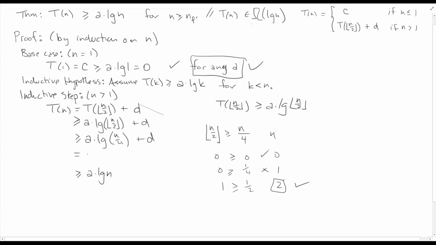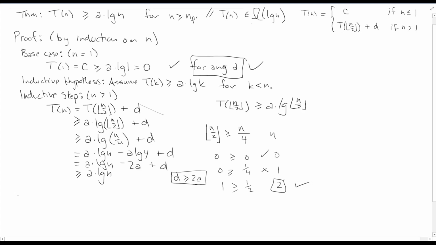And then I can use my log identities to give me an a times log n minus an a times log 4 plus my d. And maybe I'll squeeze it right in here. We're going to get our a times log n minus, that looks like 2a plus d, because log 4 is just 2. All right, can we make that leap of faith in the last step? Well, again, we want our second to last line to be greater than or equal to our last line. So we want the positive to outweigh the negative. So if we're writing a little condition here, we want our d to be greater than or equal to 2a.